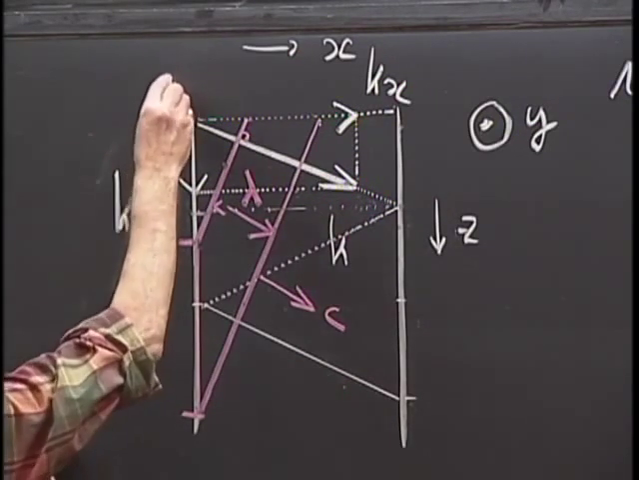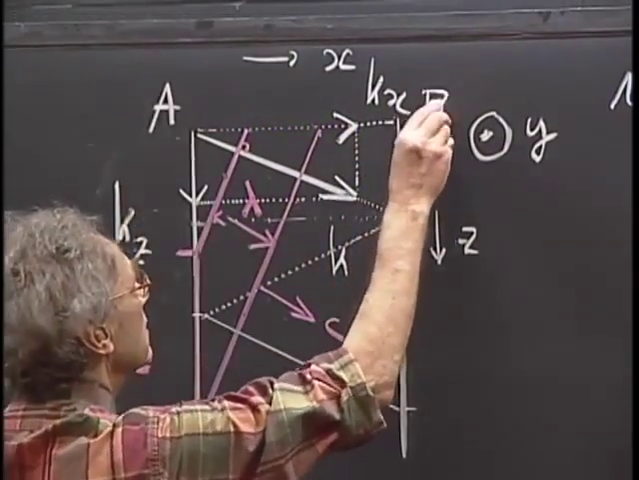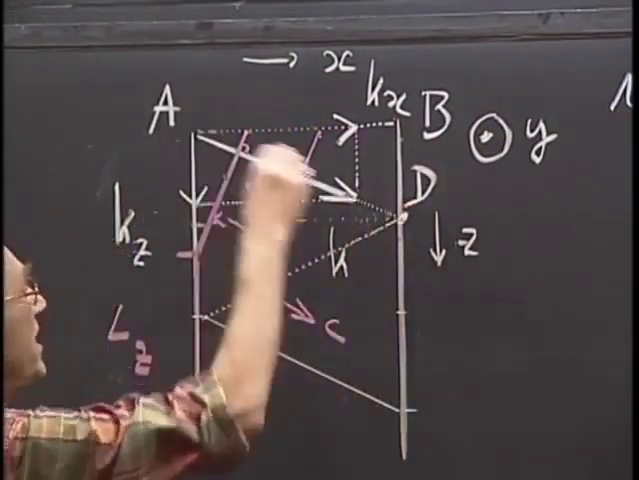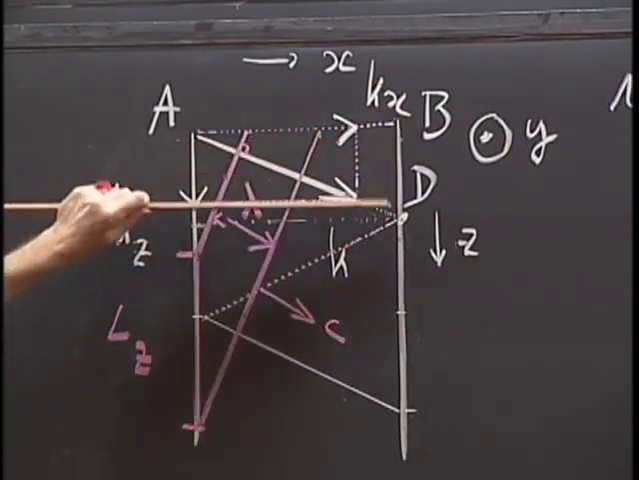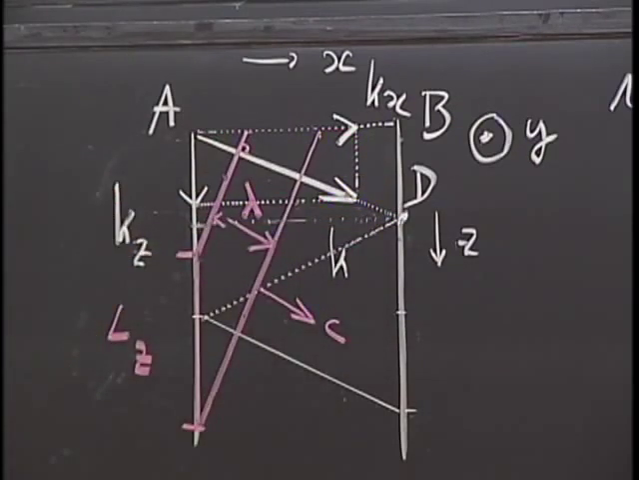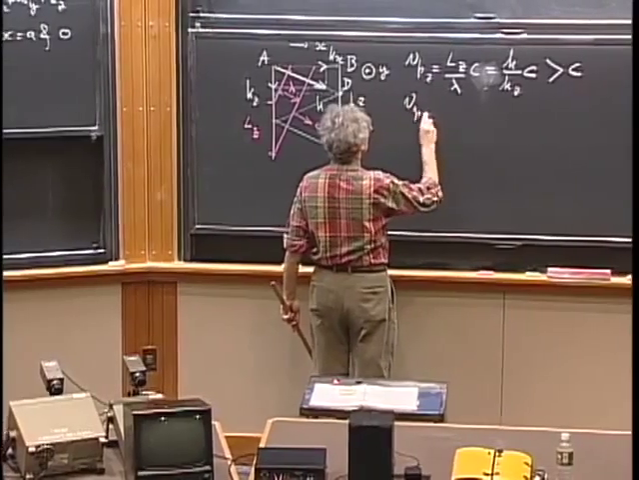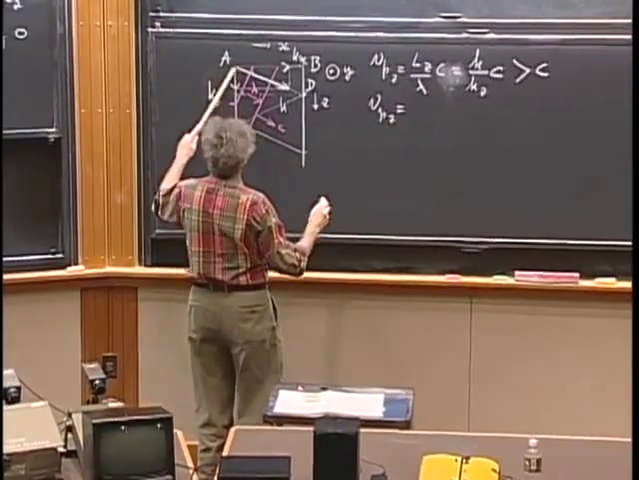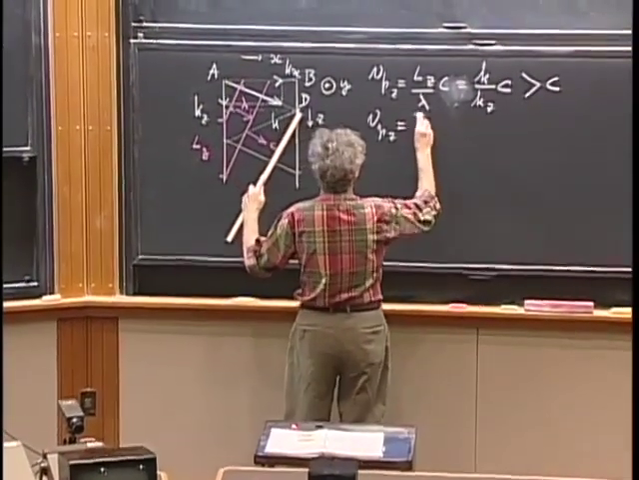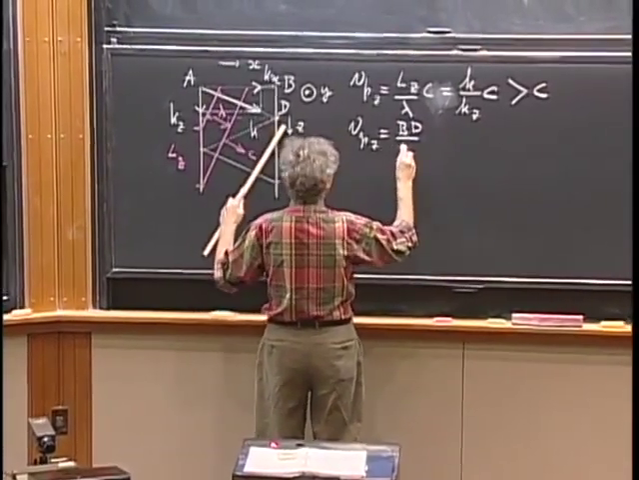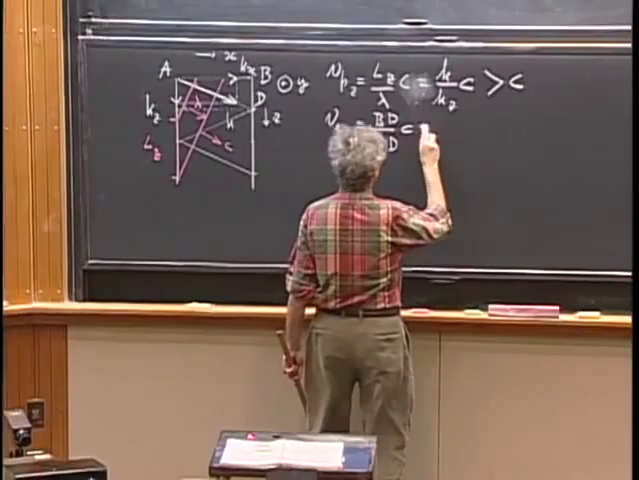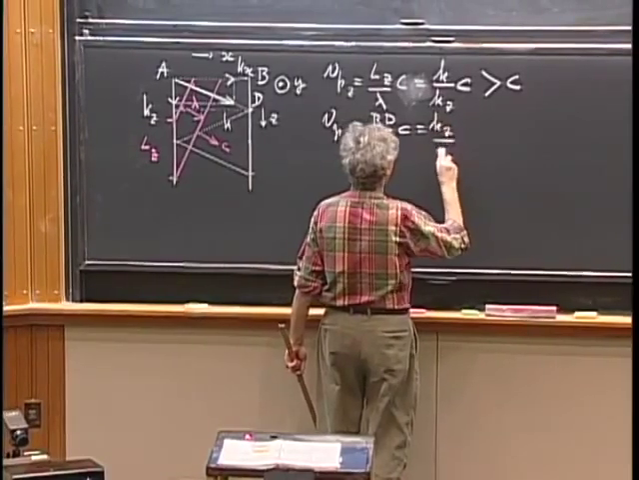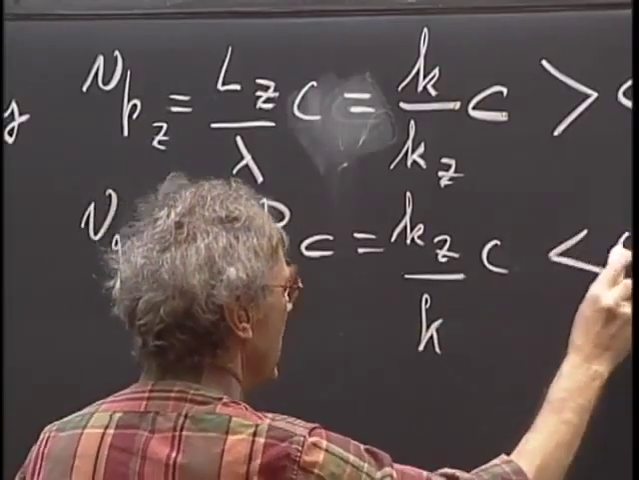Because when they go from this point A to this point D, in that same amount of time, in the z direction, they only go from B to D. And so the group velocity in the z direction is then BD divided by AD times c. And that follows from this geometry. That equals k of z divided by k times c, and that is less than c.